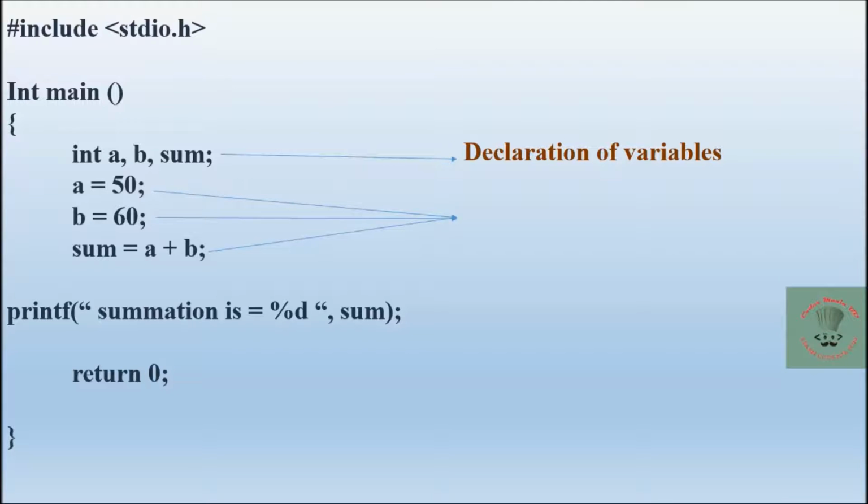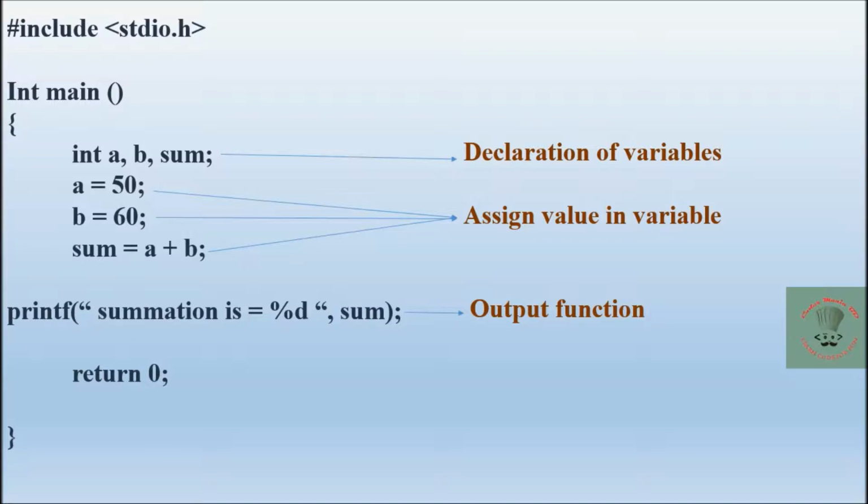And here we assign values for the a and b variables. Our compiler will do the summation with a and b and assign the value to sum. And this is our output function.